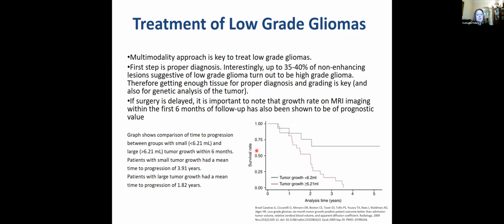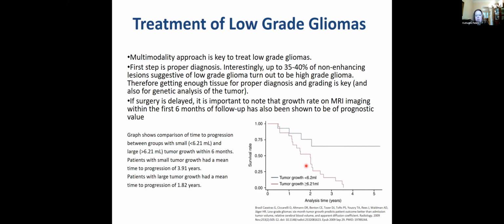So next I'm going to talk about the steps of how we treat our patients with low-grade gliomas, and sort of where we're moving towards. And it's really a multimodal approach to treat low-grade gliomas. And the first step is to get a proper diagnosis. And this is key, and maybe it's not as key as it used to be because we are focusing so much on the molecular analysis, but it's important to note that roughly about 40% of what you think looks like a low-grade glioma, because it's non-enhancing, will end up being a high-grade glioma. So getting enough tissue out and getting it out safely is really important for grading. But now that we have the molecular analysis, maybe a little less so.